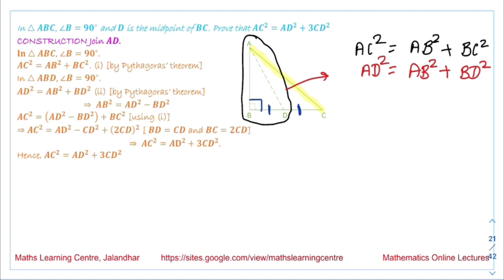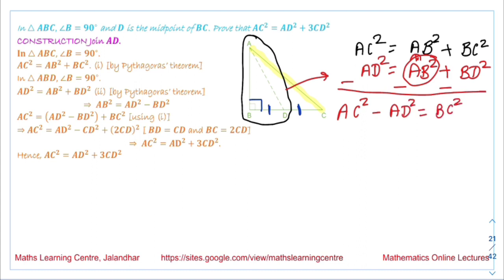So if we calculate the value of AB square and substitute it over here, or we are subtracting these two equations, what we get is that AC square minus AD square is equal to BC square minus BD square. The answer we require is in the form of 3CD square. We are getting AC square over here, AD square over here. The answer we require is in the form of CD. We are talking about this length.